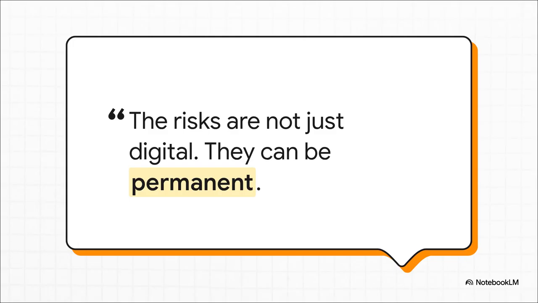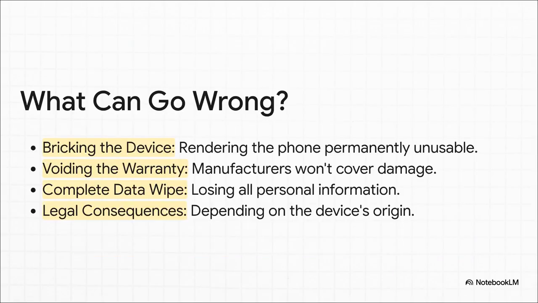And the design document we're looking at is crystal clear about the dangers. It doesn't sugarcoat anything. It has these stark warnings, and it puts it perfectly. The risks here, they're not just digital. They can be permanent. So what can actually go wrong? Well, a lot. One wrong move and you could brick your phone. And yeah, that's as bad as it sounds. It's a useless piece of plastic and glass forever. It is absolutely going to void your warranty, and of course the entire process wipes all your data. It's gone. Plus, depending on where you are and where the phone came from, you could be looking at some serious legal trouble. This is not a risk-free click of a button.